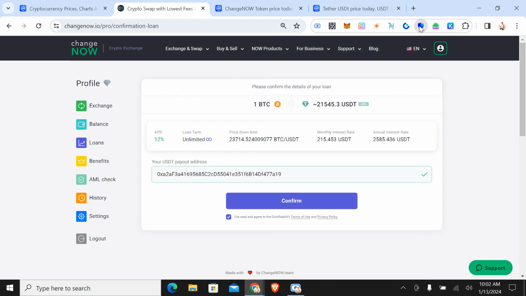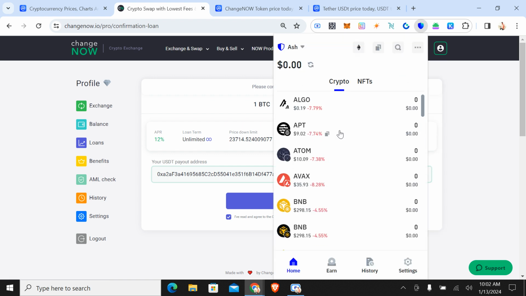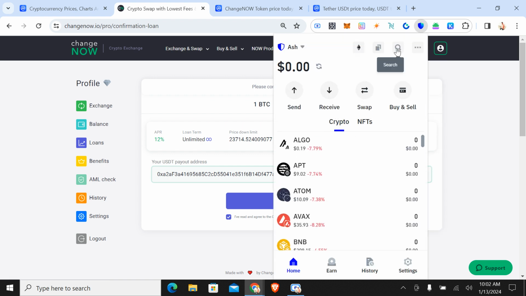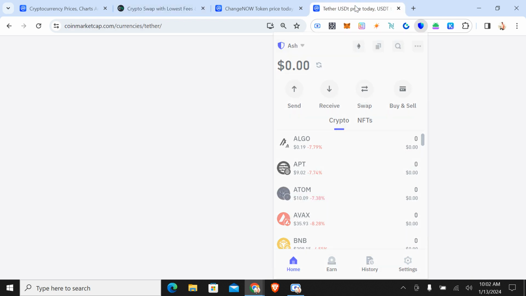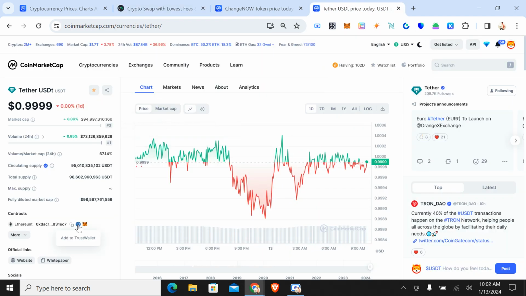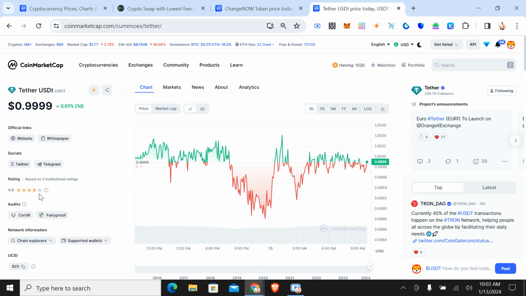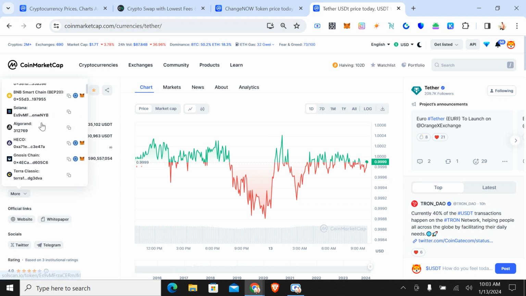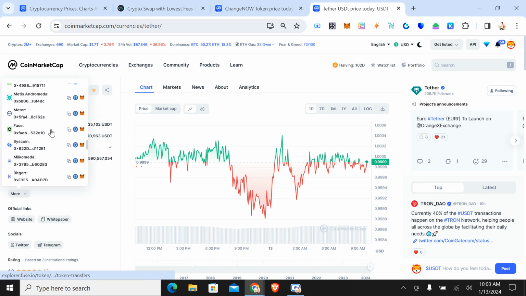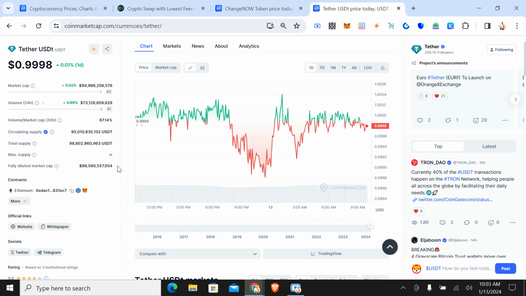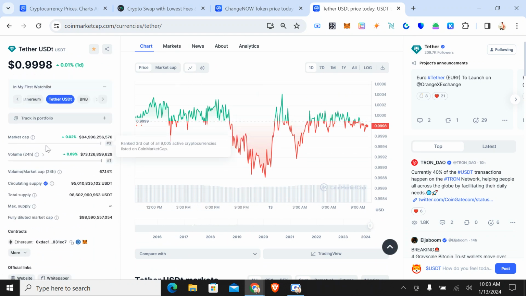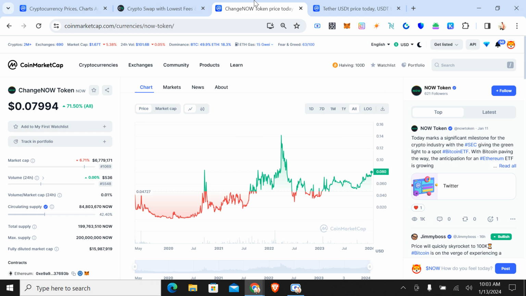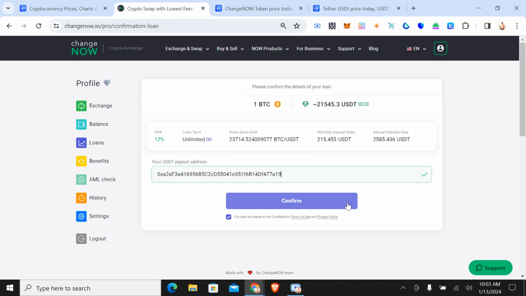Now please note that by default this USDT Ethereum won't be available on Trust Wallet. You will need to go over here and manually add it to Trust Wallet. Similarly, you can do it for other chains also. For some reason it's not loading, but it's available on multiple chains, as you can see. So whatever suits you, you can add it to your Trust Wallet or any other wallet that you use. Once you do that, you can click on confirm over here.